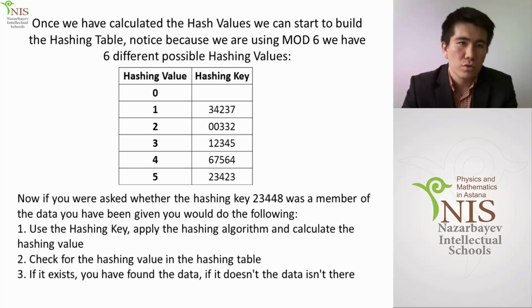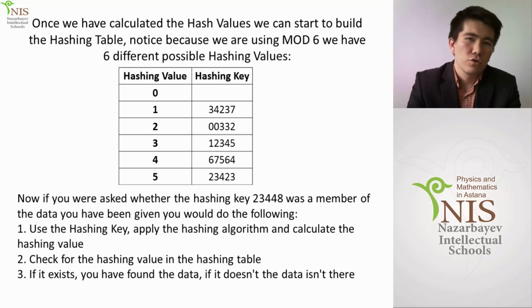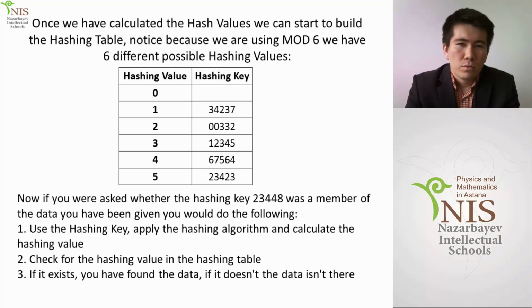Okay, let's go next. Once we have calculated the hash values, we can start to build the hashing table. Notice, because we are using mod 6, we have 6 different possible hashing values. So this is our hash table. In the hash table we have hash values and hash keys respectively, which are referred to a certain particular hash value.